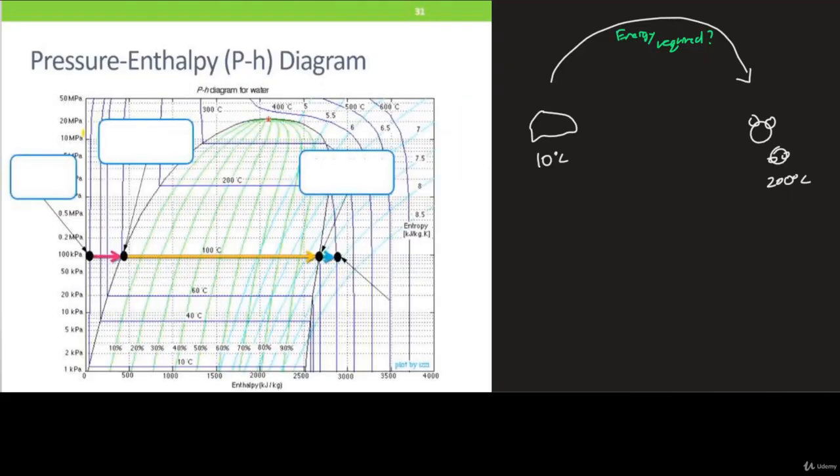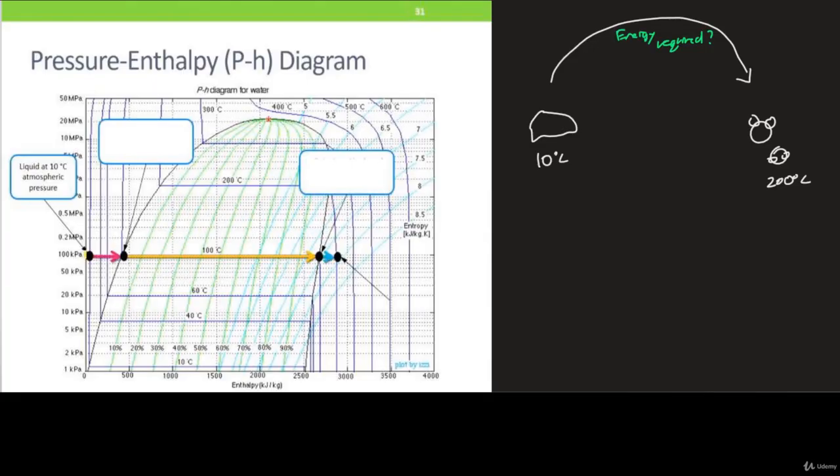First, at 10 degrees Celsius and atmospheric pressure, the water actually exists at this point, the dot at the left hand side. At this point, that is your liquid at 10 degrees Celsius and atmospheric pressure. So what happens?